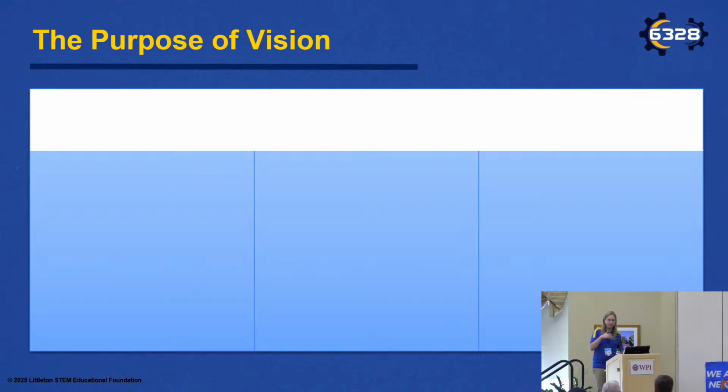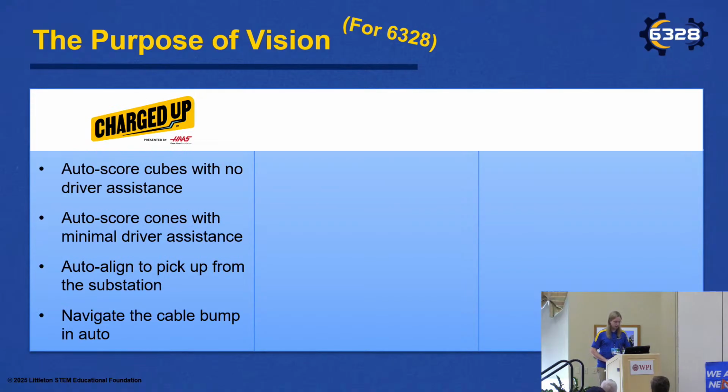Now, of course, when we're talking about the purpose of vision, this can change quite a lot depending on the season, team, and the robot. So let's look at a few examples from 6328 specifically. And we're going to break this down by game.